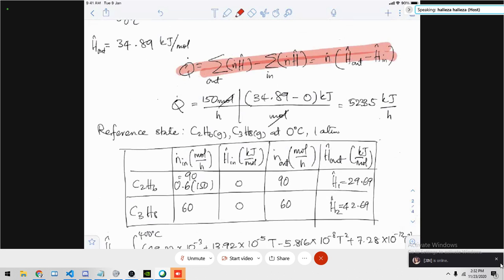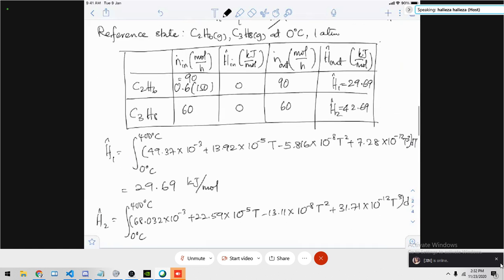Right now we cannot use this part of the equation because we have two components. It's not only one, it's two. So we're not going to use that part. We're going to use just this front part of the equation. So let's solve that problem using the table.